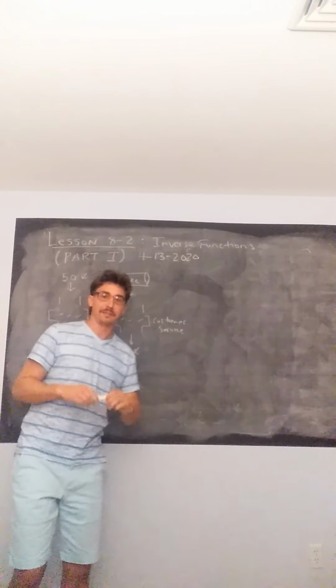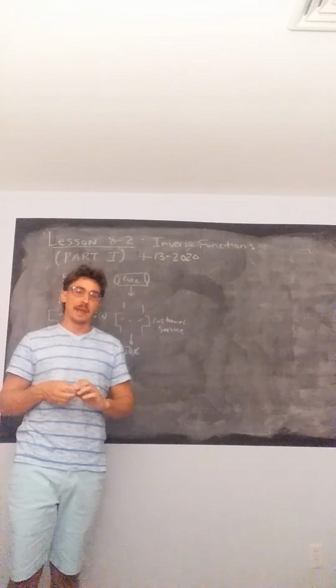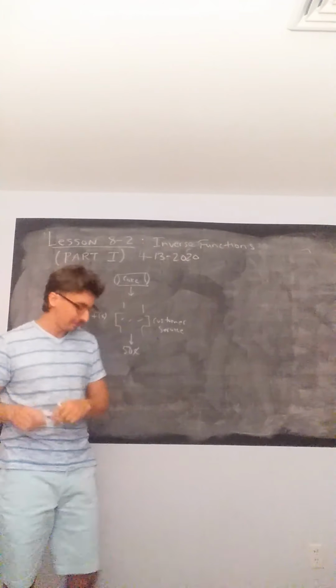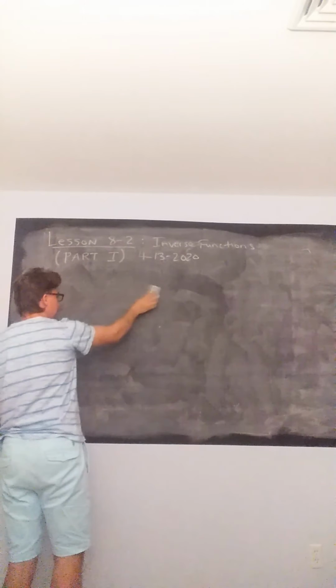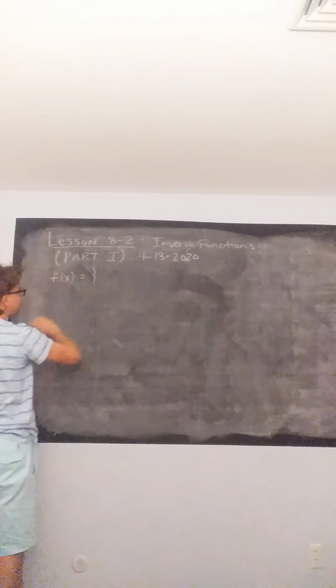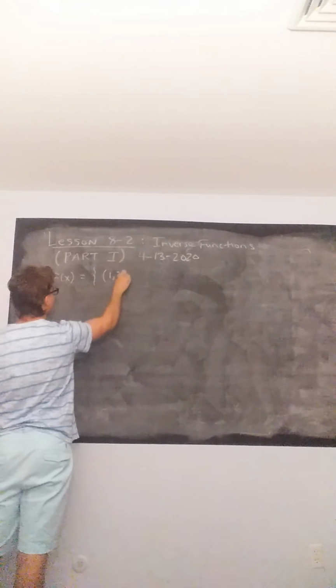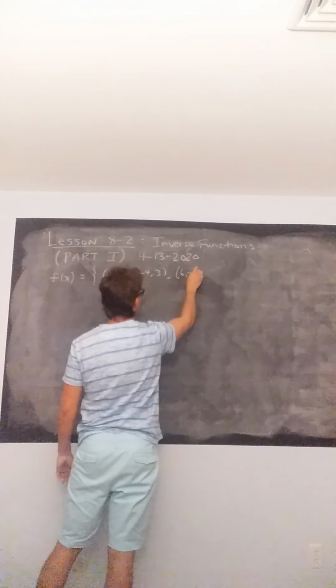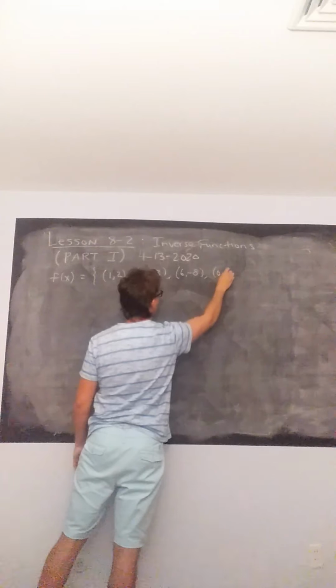So today we're going to look at functions in terms of a set of ordered pairs, and we'll be able to distinguish very quickly how we can recognize and give an inverse function based on that idea. So let's look at an example here. So I'm going to let function f of x be given by this set of ordered pairs: (1, 2), (-4, 3), (6, -8), and (0, 0).